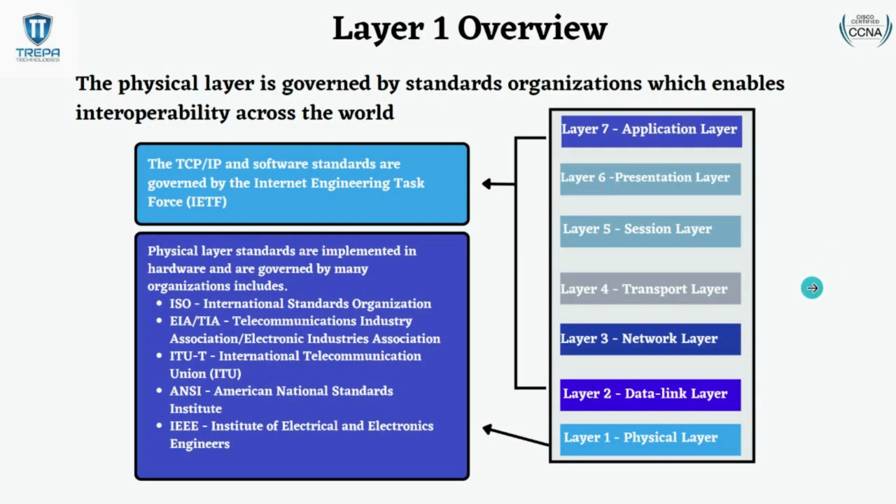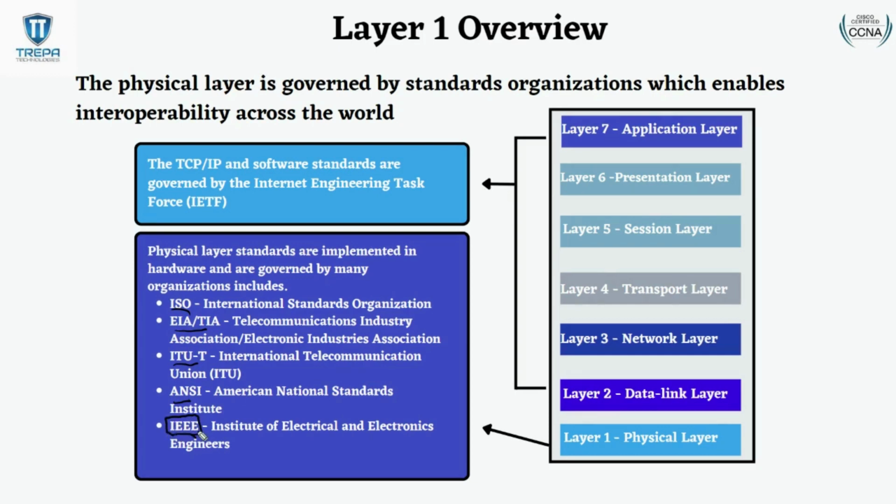Okay, and then we have the governing organizations. So layer 1, because it's hardware, because it's physical, is going to be governed by hardware organizations or engineering organizations, right? As we can see here, we're not going to spend too much time on this, but layer 1 is going to be governed by all these different engineering task forces or governing organizations, like the IEEE, which we're going to hear about a lot in networking, right?